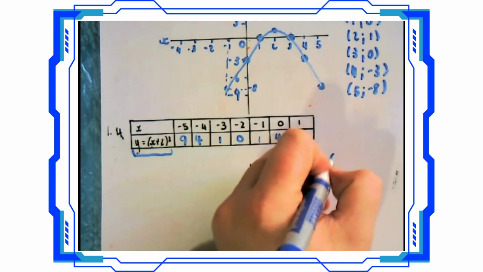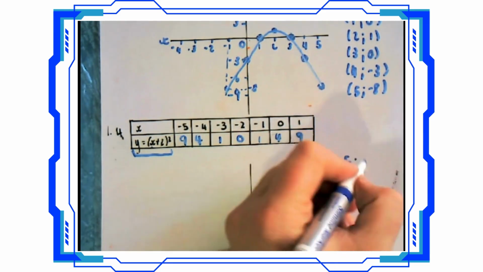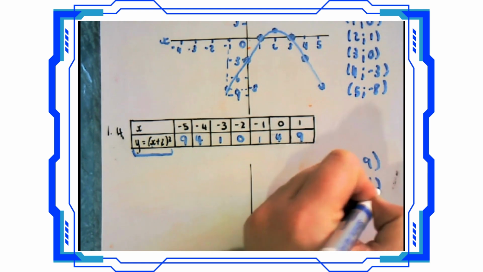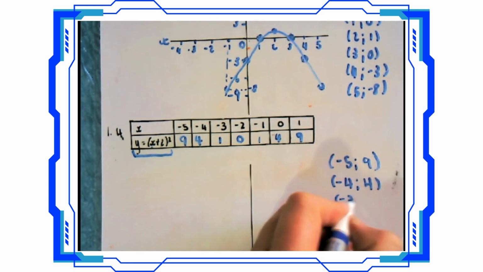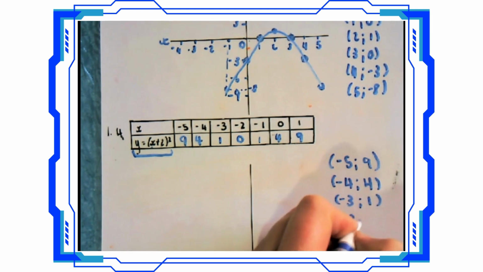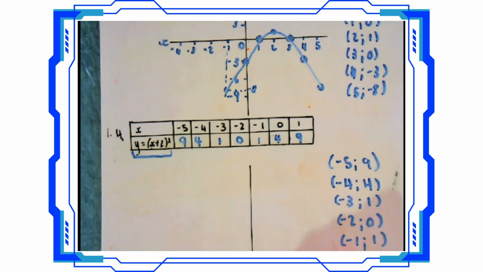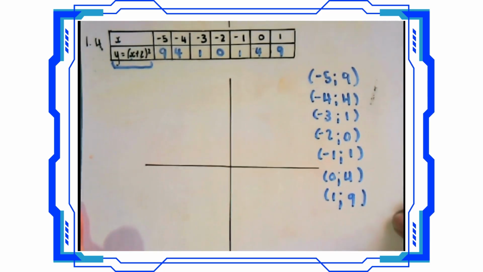Then I write the coordinates. So it's -5, 9, -4, 4, -3, 1, -2, 0, -1, 1, 0, 4, 1, 9. Okay, I'm going to move up now. Okay, now I have that.